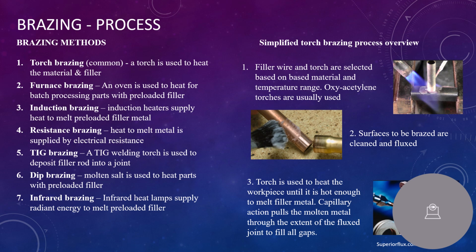Dip brazing utilizes a molten salt to melt the parts, which liquefies brazed filler metal that's already in the gaps. Infrared brazing uses heat lamps to supply radiant energy and melt the brazing filler.